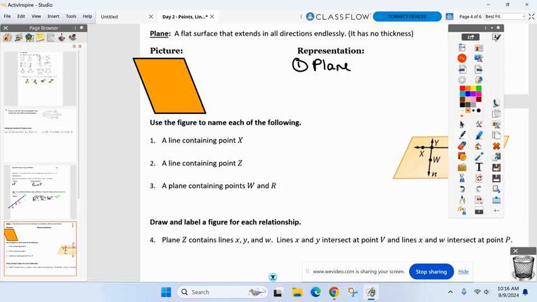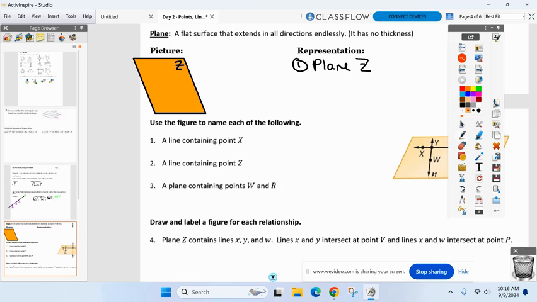But how do you name it? First way to name it. Sometimes there will be a capital letter in one of the corners. That is not a point. Notice I didn't put a point next to it. So that is the first way you can name a plane, by that capital letter in one of the corners.